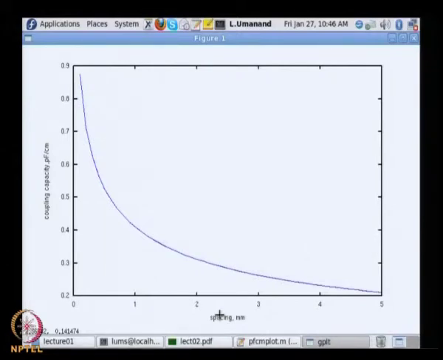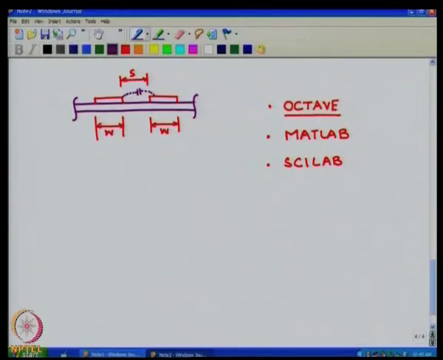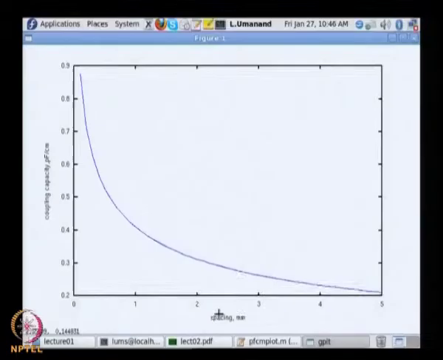Remember, come back to the figure here, S is the spacing between the tracks, W is the width, and we are interested in finding the capacitance between these two tracks. Keep that in mind and try to look at this figure from that viewpoint. The capacitance per centimeter: if you take 1 centimeter length, you have this amount of capacitance, and this capacitance is decreasing as a function of spacing. Yes, the more the spacing, the smaller the value of capacitance, and that is what we expect to happen.